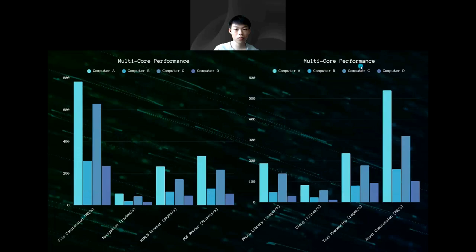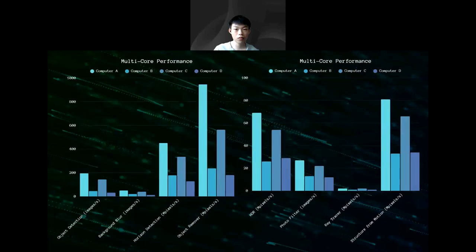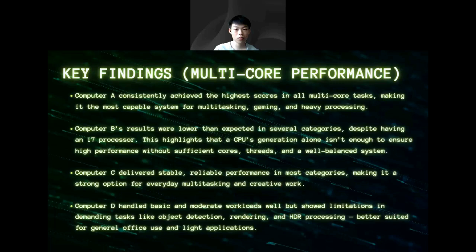Then next, move to the multi-core performance test. Throughout this test, we can find out that computer A consistently achieved the highest score in all multi-core tasks, making it a more capable system for multitasking, gaming, and heavy processing.